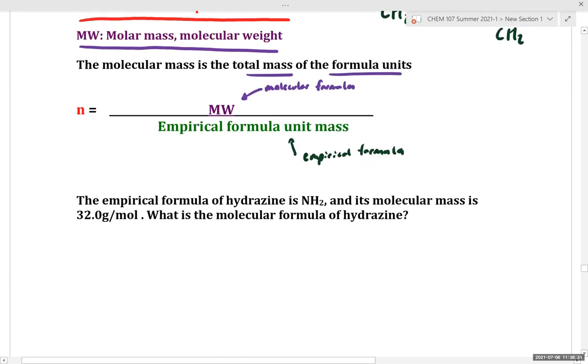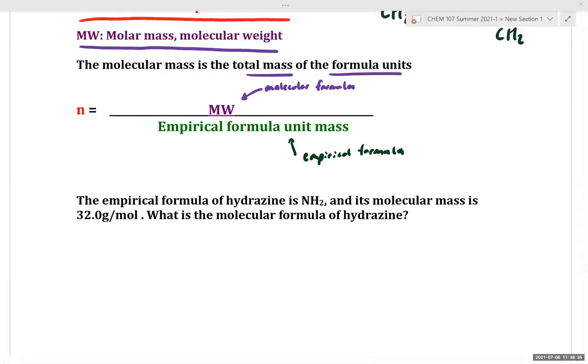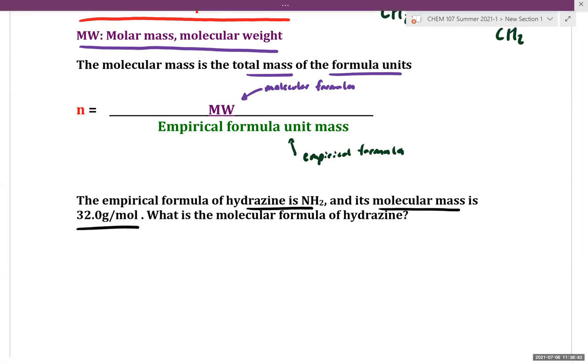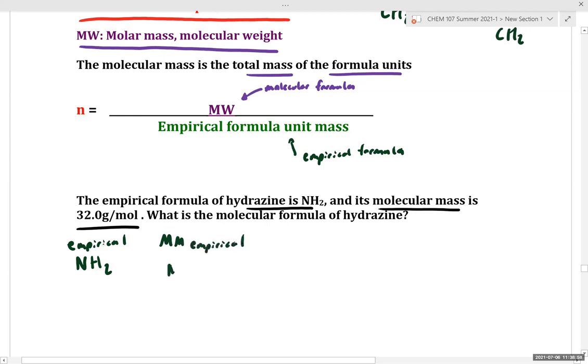So let's show an example. We're given the empirical formula of hydrazine is NH2, and its molecular mass is 32 gram per mole. We're asked, what is the molecular formula of hydrazine? So NH2, that is our empirical formula unit.